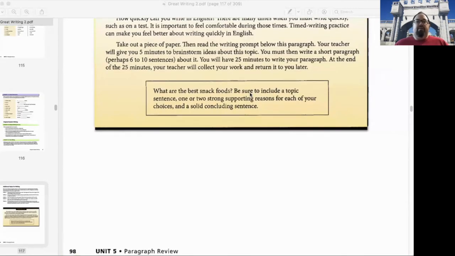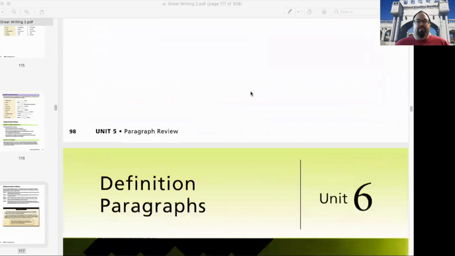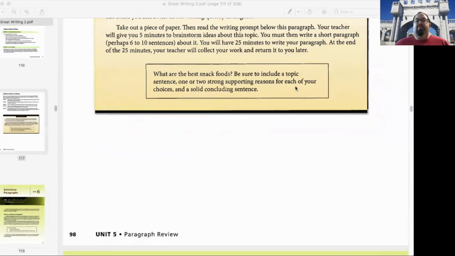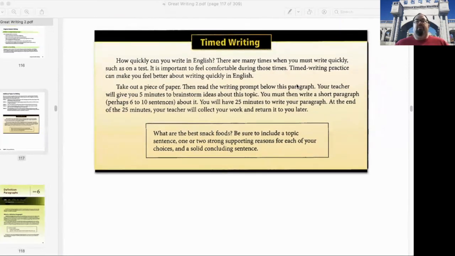All right, that covers everything from Unit 5. Next time we're going to start looking at different types of paragraphs, and we're going to do definition paragraphs first. That will be next week. So your homework will be due on Friday.